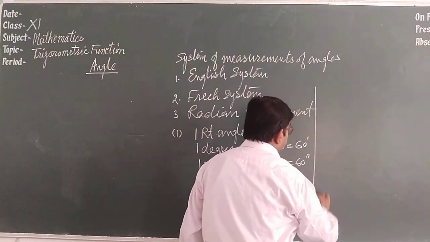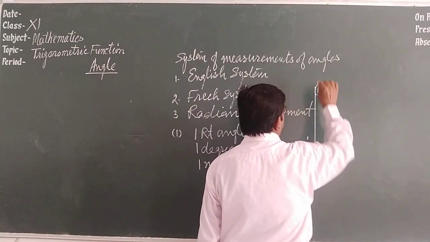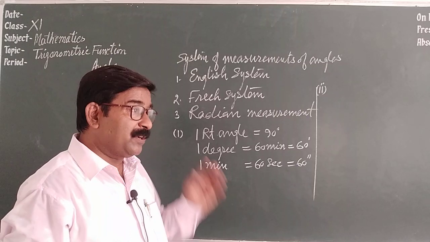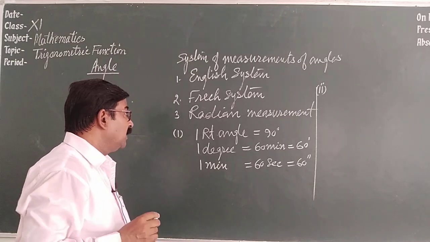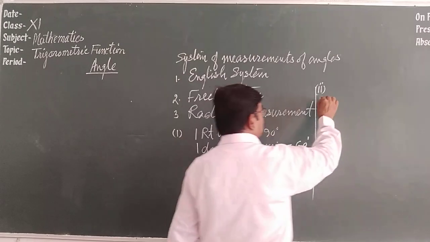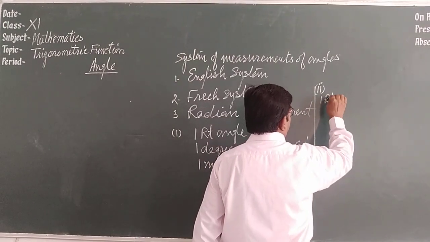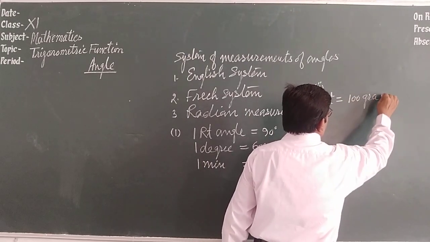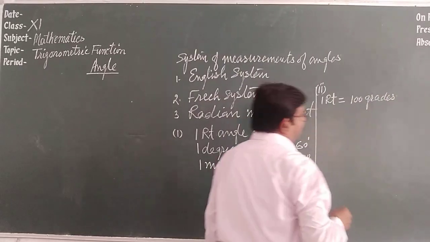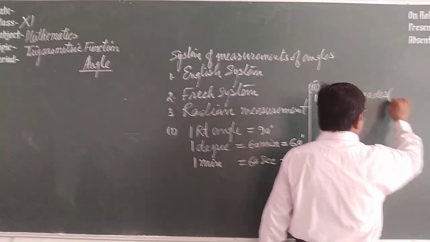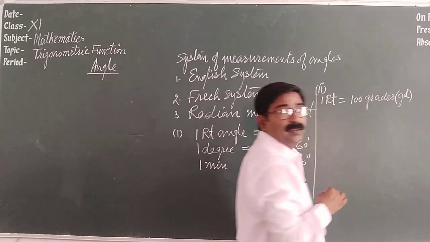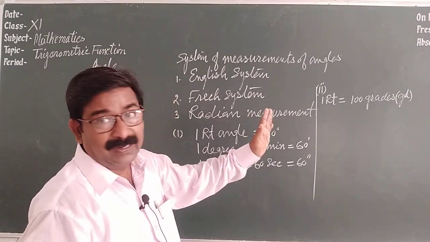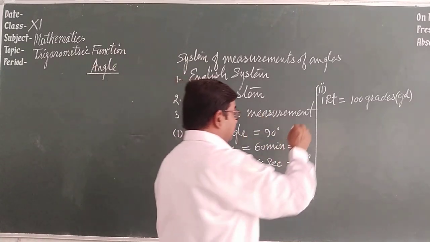Now second one is French system. French system of measurement. What happens in case of French system? In French system, one right angle is equal to 100 grades. In short, we write GD. 100 grades. One right angle is equal to 100 grades.